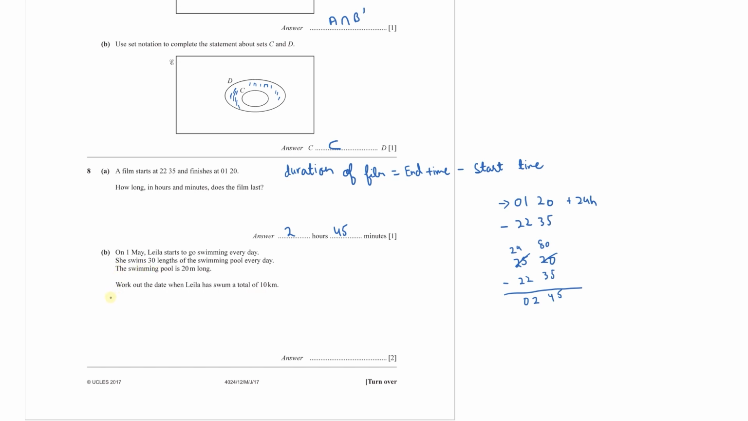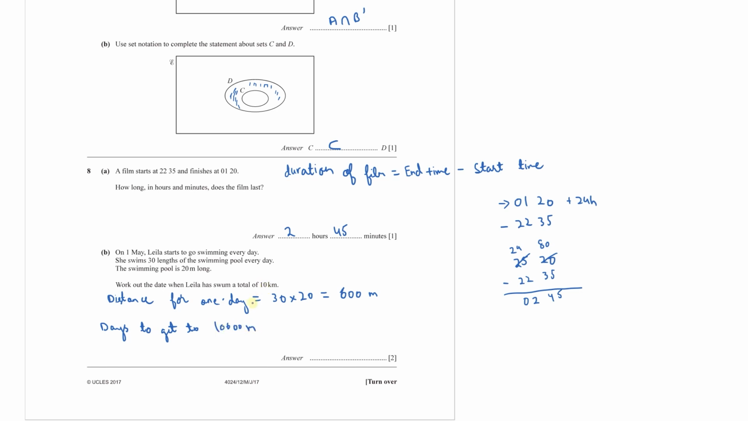So let's see the distance for one day that she swims. So distance for one day would be equal to 30 lengths. She does 30 lengths and each length is 20 meters. So 30 into 20, you get 600 meters. So you have to find if she does 600 meters each day, how many days will it take to get to 10,000 meters?